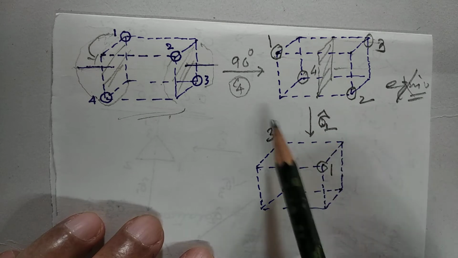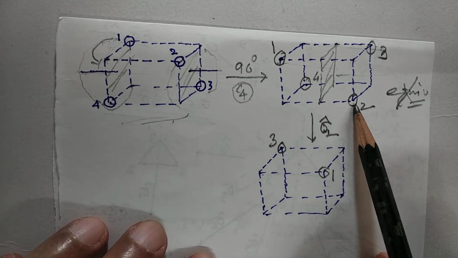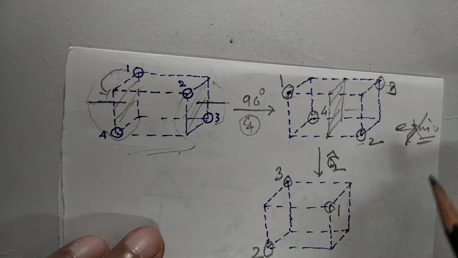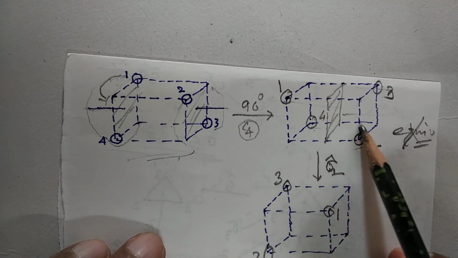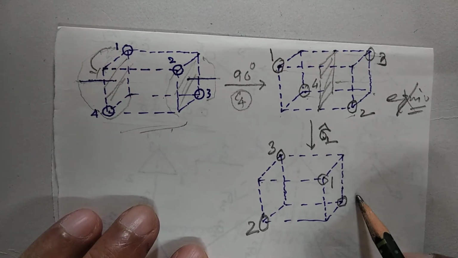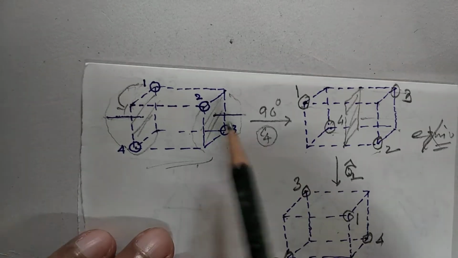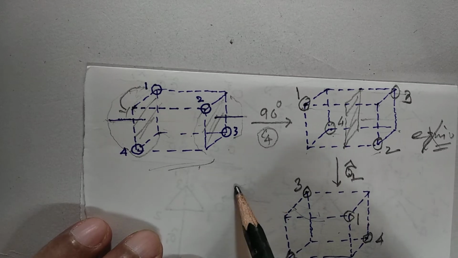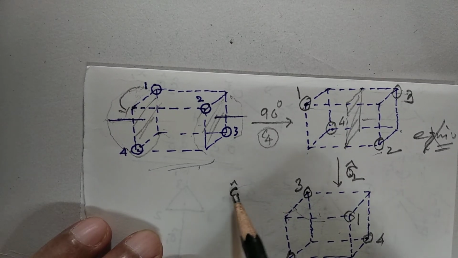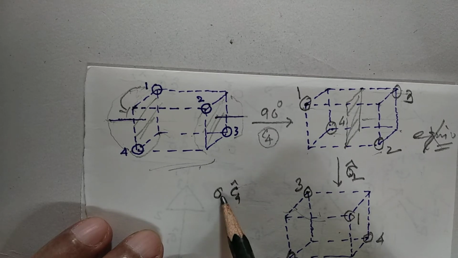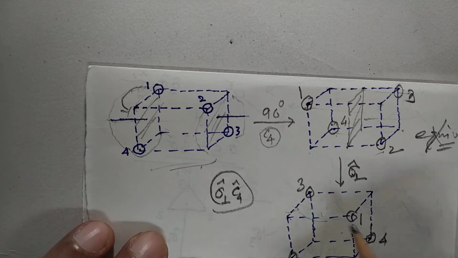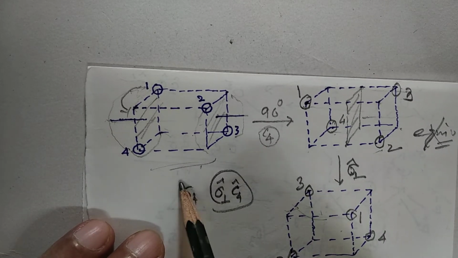Then 2 goes to this place. 2 and 4 from here come to this place. This is 4. We now see that these two are equivalent. Therefore, this whole operation, C4 followed by a sigma perpendicular operation, is a symmetry operation, and we call it S4.